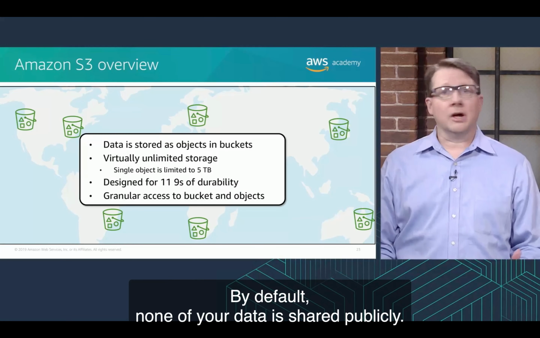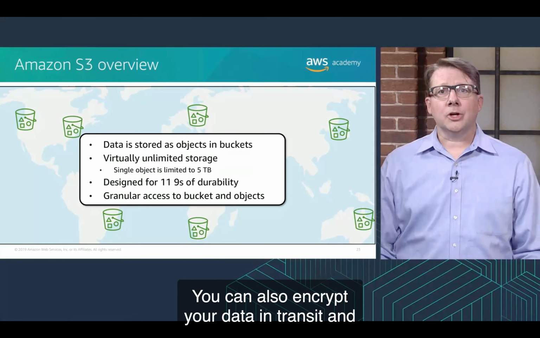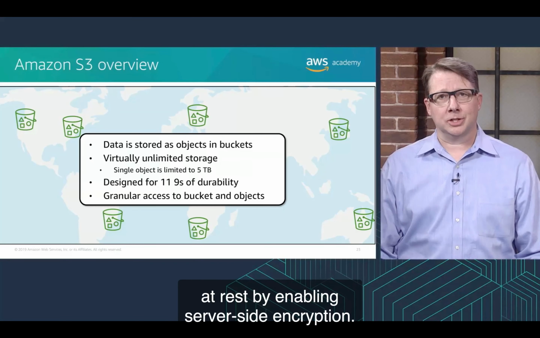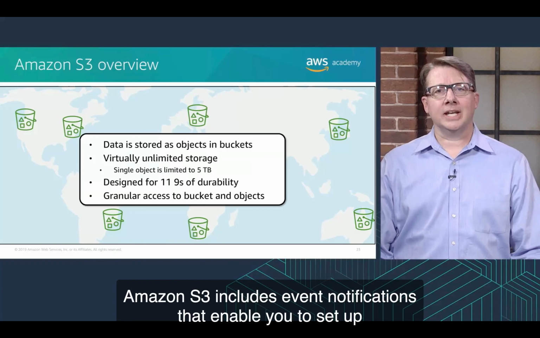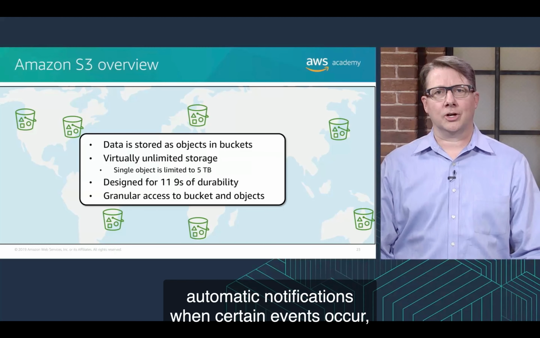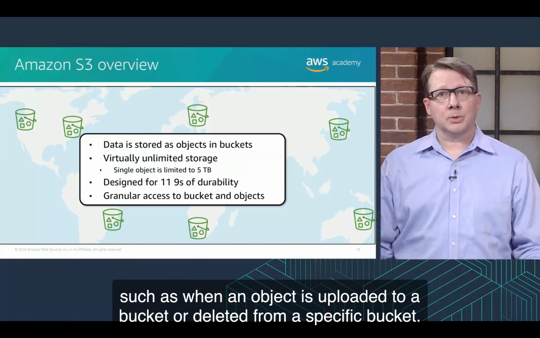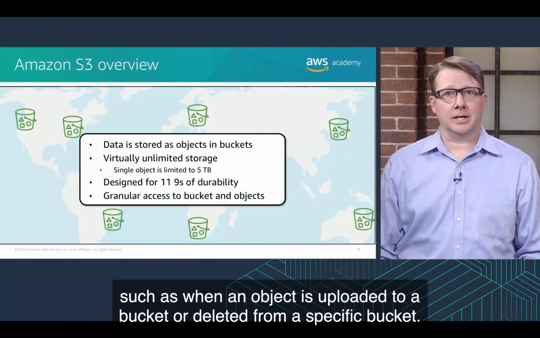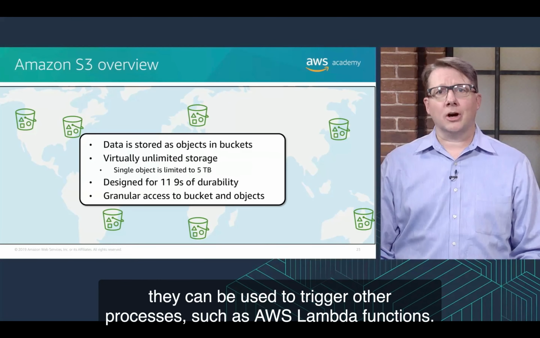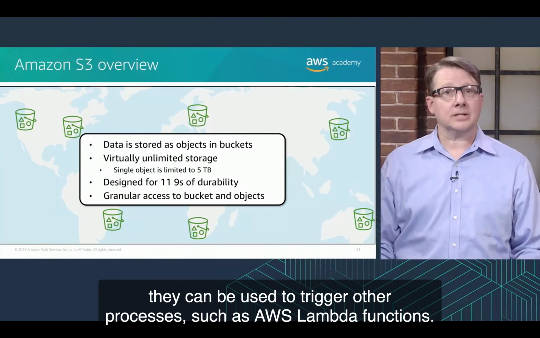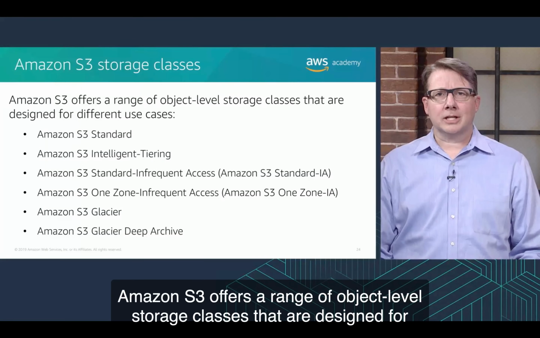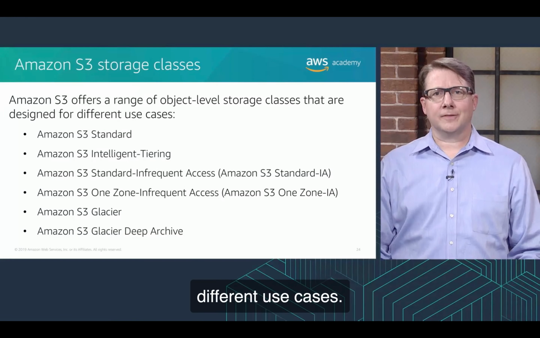By default, none of your data is shared publicly. You can also encrypt your data in transit and at rest by enabling server-side encryption. Amazon S3 includes event notifications that enable you to set up automatic notifications when certain events occur, such as when an object is uploaded to a bucket or deleted from a specific bucket. Those notifications can be sent to you, or they can be used to trigger other processes, such as AWS Lambda functions. Amazon S3 offers a range of object-level storage classes that are designed for different use cases.